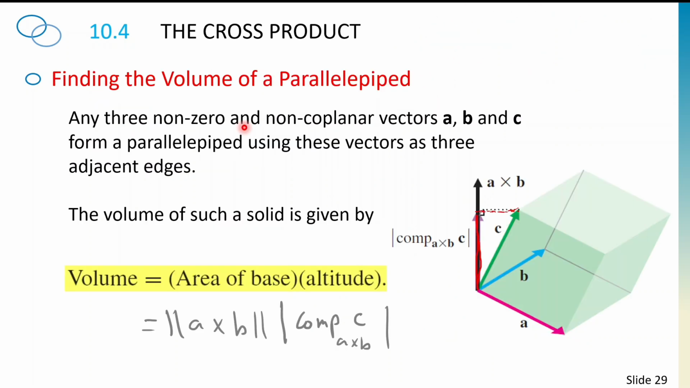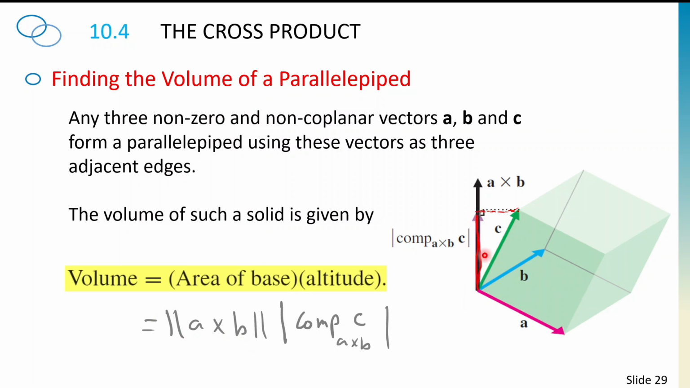The parallelepiped is basically the three-dimensional shape of the parallelogram. Let's say I need three edges of this 3D shape. How do we find the volume in general? We need the area of the base times the height. The area of the base is basically the parallelogram, which we already know. The area of the parallelogram is the magnitude of A cross B.